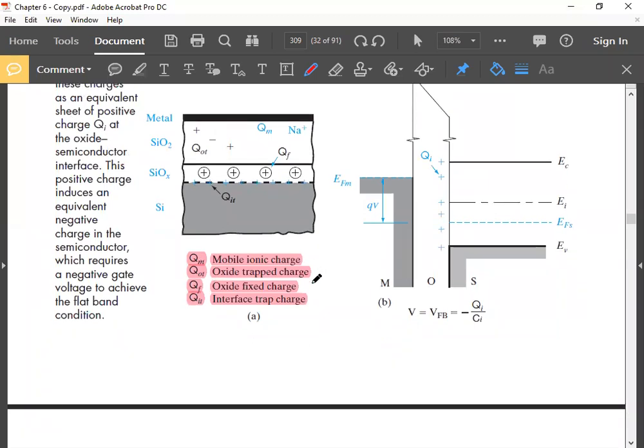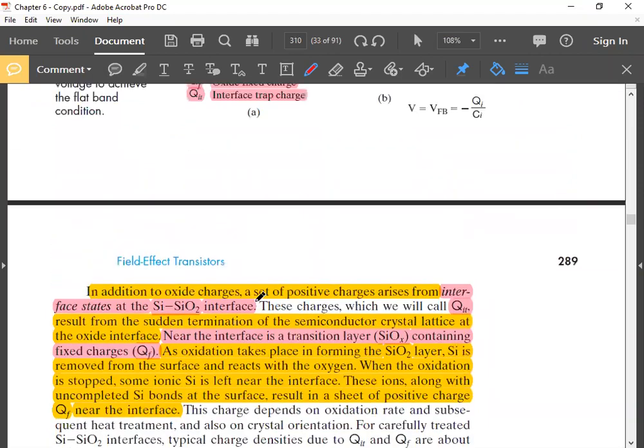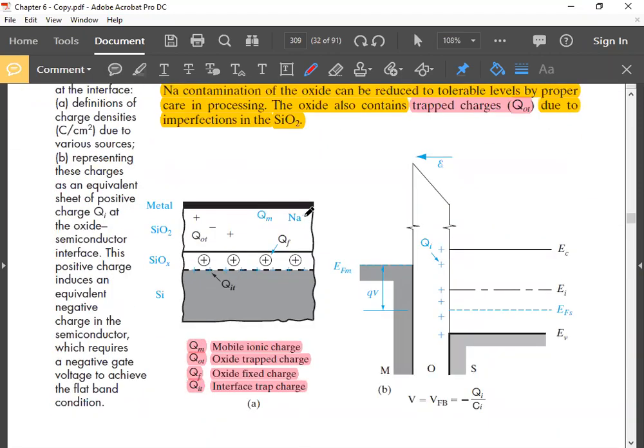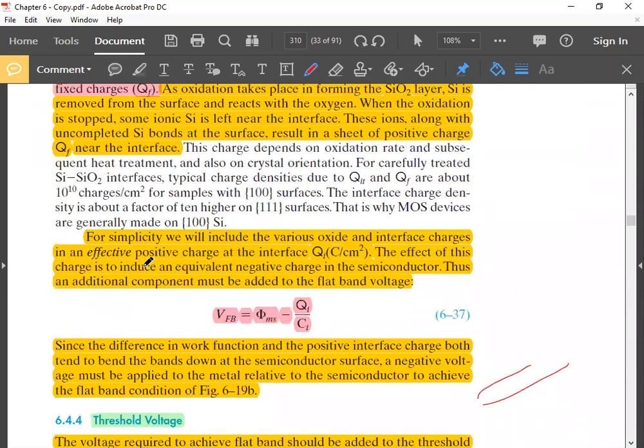So it's difficult to actually consider these charges separately. So what will be done is these all charges will be combined into a single charge, QI, interface charge. And fortunately, we know that that charge is positive. You can see sodium ion is positive, oxide trap charge is positive, this fixed charge is positive. So total charge is positive, and that is QI. For simplicity, we can include the variety of oxide and interface charges as an effective positive charge at the interface, QI coulomb per centimeter square. Remember, all charge and capacitances are expressed in terms of per unit area.